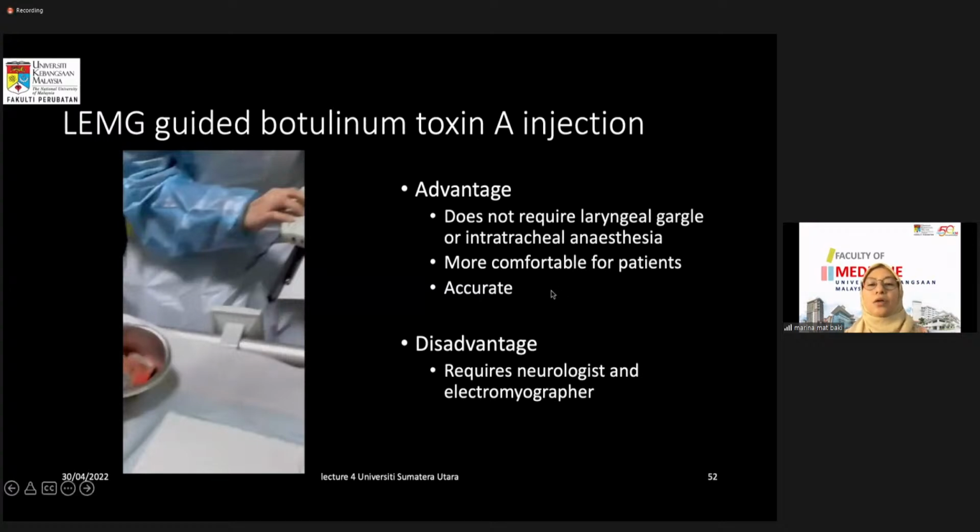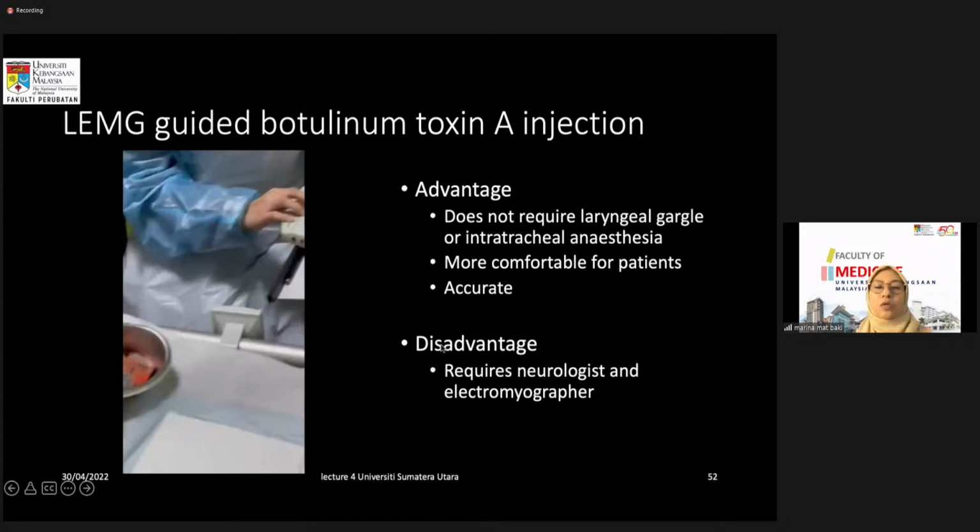Okay, so the advantage of using laryngeal EMG is that you don't have to give anesthesia. For example, into the larynx, you have seen just now how we did percutaneous. The larynx has to be anesthetized, or else when the needle enters the larynx, the patient would start coughing, and you wouldn't be able to do the procedure. So it doesn't need laryngeal gargle, it would be more comfortable for the patient, and it's accurate because the EMG directs us to where the muscle is. The disadvantage is you need extra instruments.